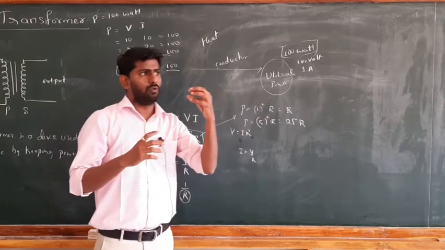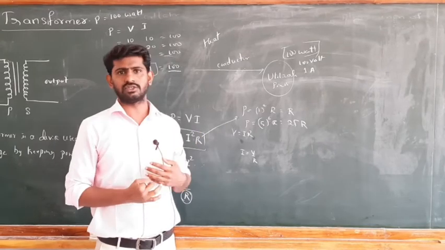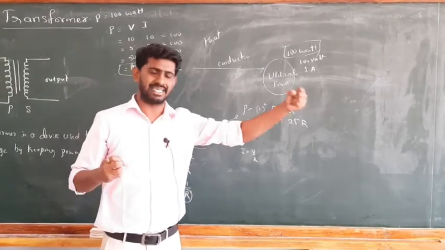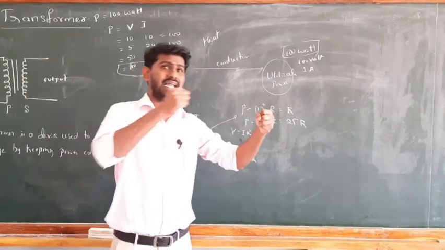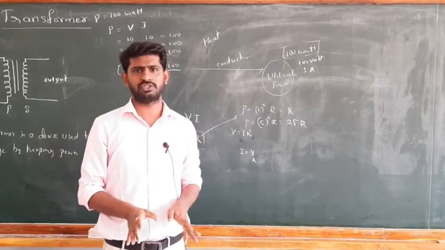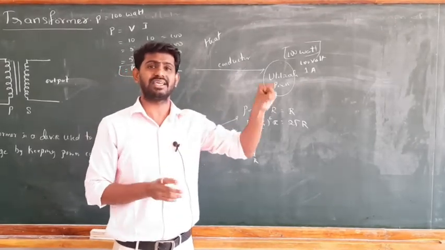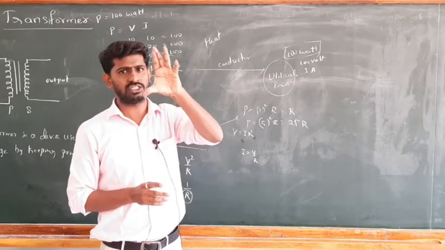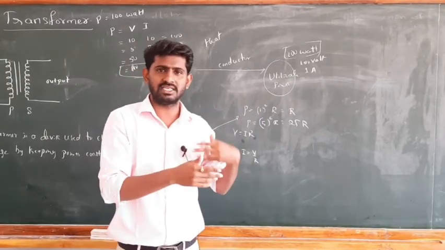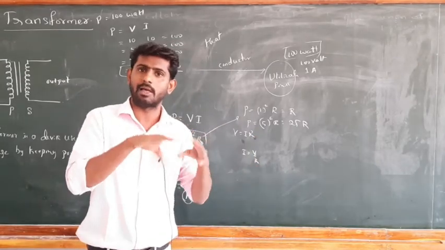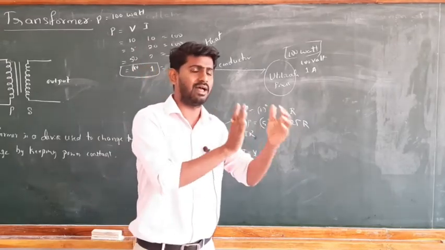So why do we need to change the voltage? From the power station to the city or industry, we have to transfer it at very high voltage so that it can reduce the power loss in a conductor. If the voltage is more, the current will be lesser. If the current is lesser, opposition is lesser, which means resistance loss is less, which means power loss is less, if you transfer it by high voltage.